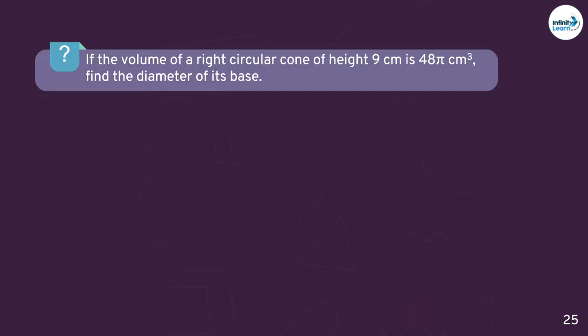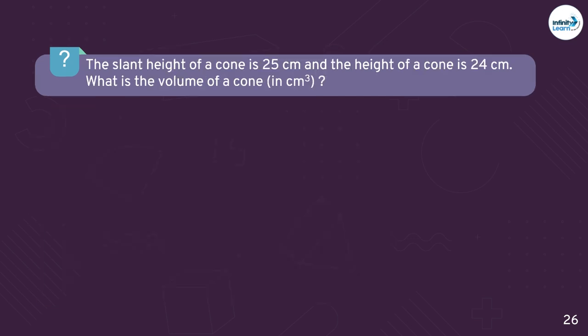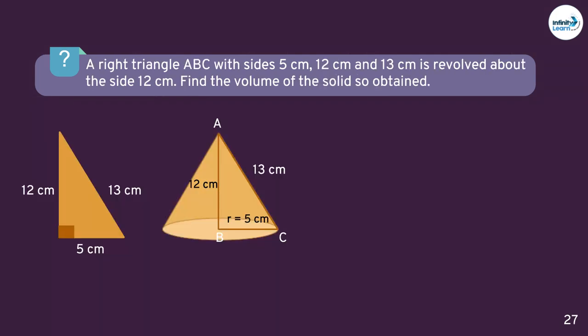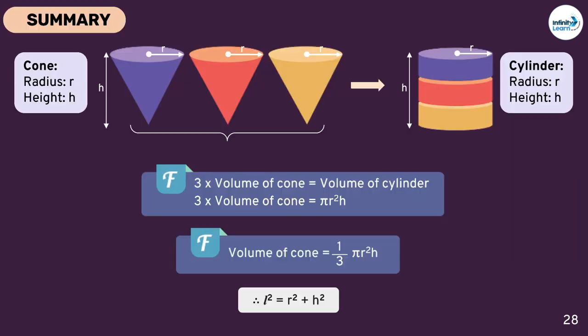I will give you the time to solve the questions. If the volume is given, find out the diameter of base. Diameter is nothing but 2 into r. Second is find out the volume of cones, where length and height are given. You have to find out first the radius, then find out the volume. If it is revolved around side 12, then 12 will become the height. This was an important concept, we have done such a question. You have to solve this question in practice.